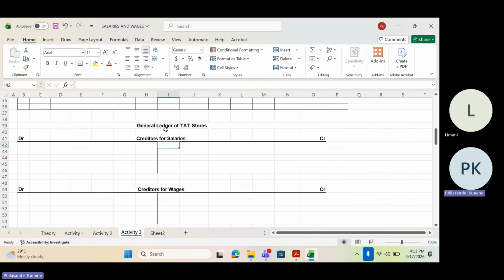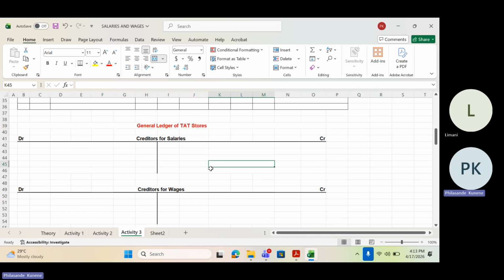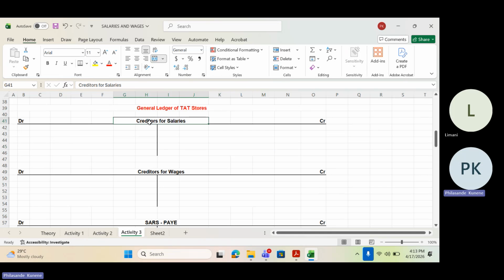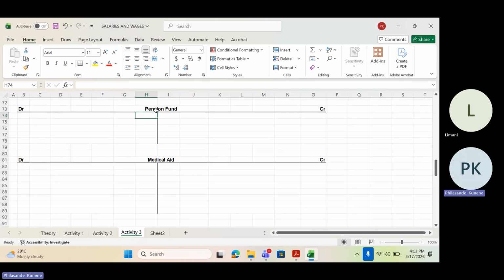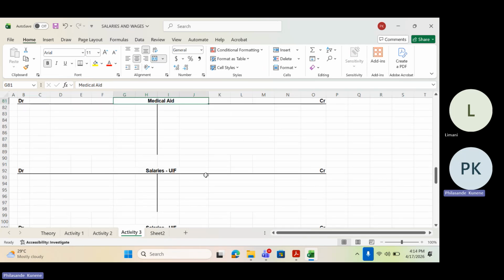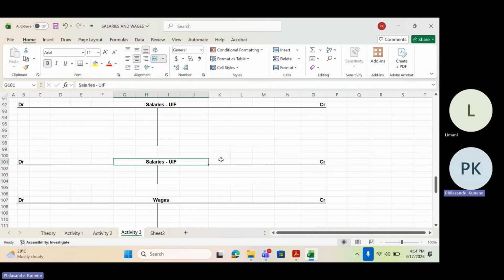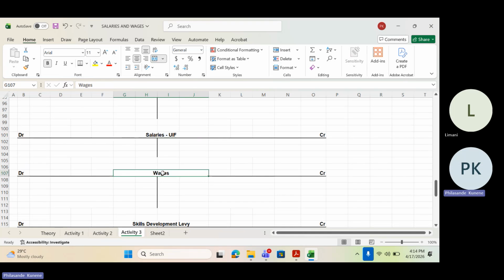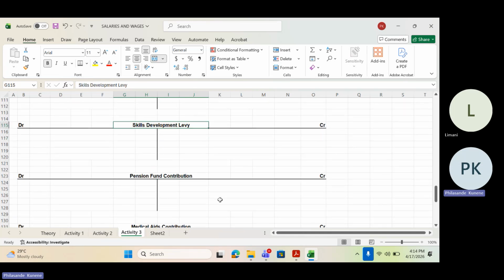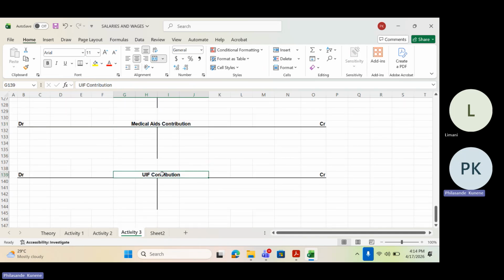A general ledger of TED stores, which is creditors for salaries, we have creditors for wages, we have SARS pay as you earn, we have SARS skills development levy, we have pension fund, we have a medical aid, we have salaries, UIF. I have two of these, I need to remove one. Okay, we have wages, skills development levy, pension fund contribution, medical aid contribution, UIF contribution.